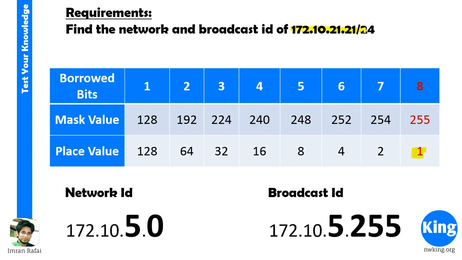So I'm looking for 172.10.21.21, which is nothing but I should be looking for the network ID 172.10.21.0. So that's the network ID, 172.10.21.0, and the broadcast ID is 172.10.21.255. Is this number in between these two network IDs and broadcast ID? Absolutely. So this is the answer they are looking for, 172.10.21.0, 172.10.21.255. Fantastic. Let's try another example.